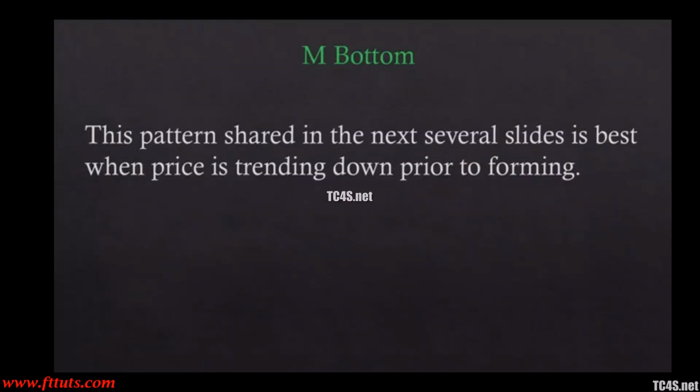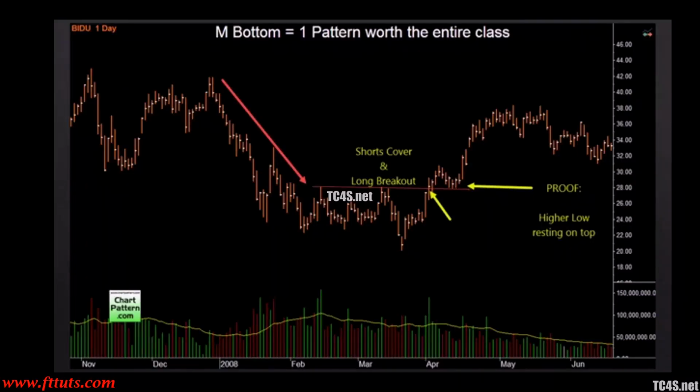This pattern is worth the entire class, but the M bottom is one where it's just so clear that it needs to be protected. So an M bottom has some requirements. The idea here is this must happen in a downtrending move. Price must have fallen. Price must have dropped before this. And the reason for that is we need people to be bearish on the stock. We need negativity to exist. We need it to be falling. And then price will find two defined rejection points, and they will be almost even. So here is the first rejection on Baidu, and here is the second rejection.